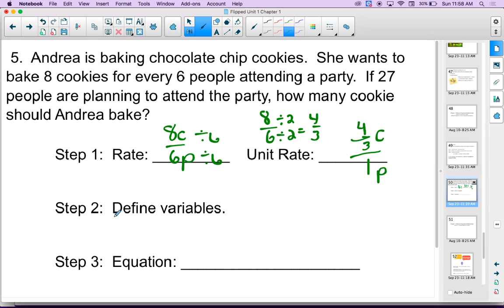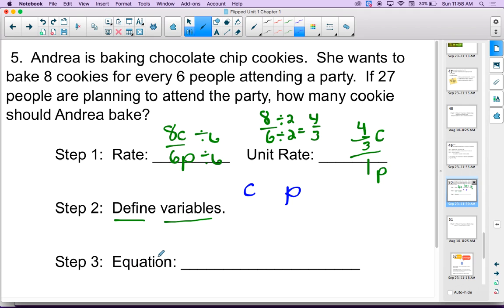So now, step 2 says to define the variables. Well, when we defined our variables, we kind of did that already without thinking about it, but see how I have the letter C up here, the letter C right here, and the letter P here. C represents cookies, P represents people. Those are going to be our variables. C for cookie, P for people. And I already have them within my unit rate.